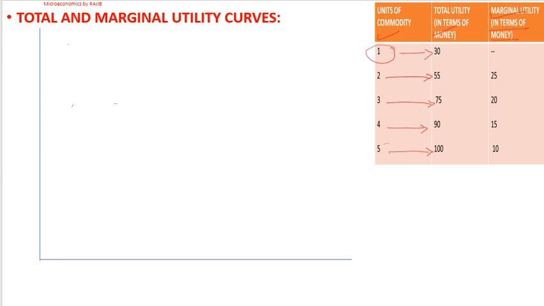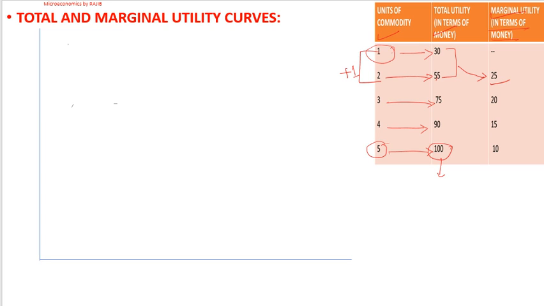Here total units of consumption are 5, and the total utility is 100. This is the total utility for the fifth unit of consumption. So now we'll find the marginal utility. As I told you, the marginal utility is the utility derived from the consumption of an additional unit. Additional unit here means plus 1 unit. So what is the difference here? 55 minus 30 is 25. So 25 is the marginal utility you got here.